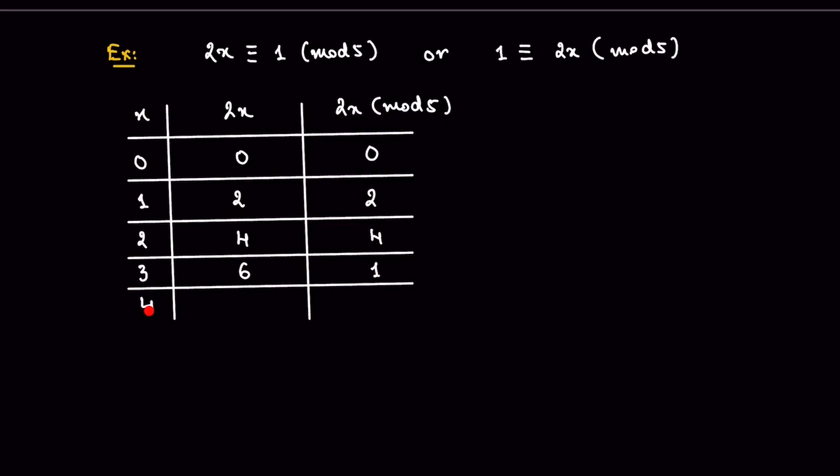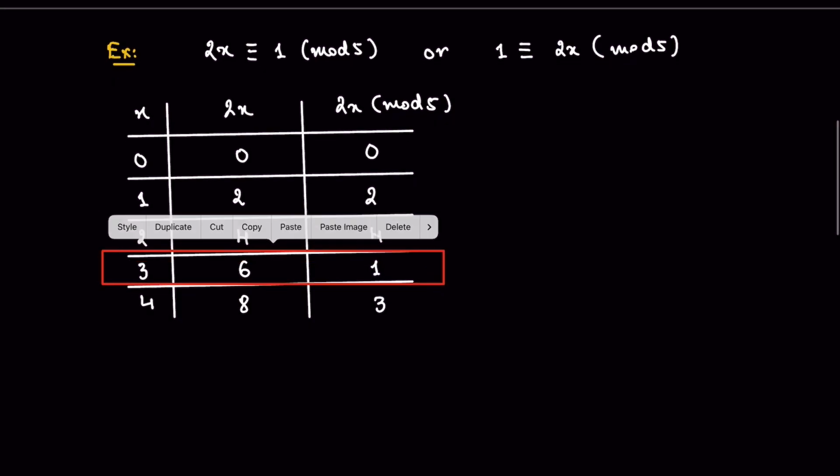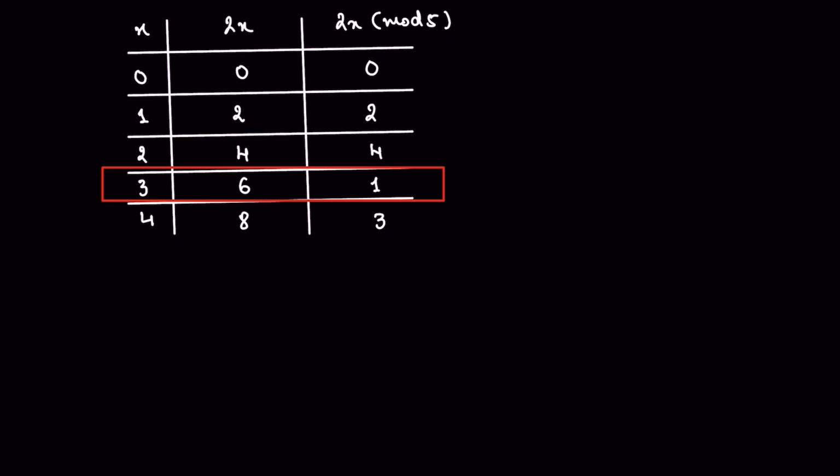Now for number 4, when x is equal to 4, 2x is equal to 8. You take 8, you divide it by 5, and the remainder is going to be equal to 3. And there is only one solution where 2x mod 5 is equal to 1. And therefore, you conclude that the solution is x equal to 3.